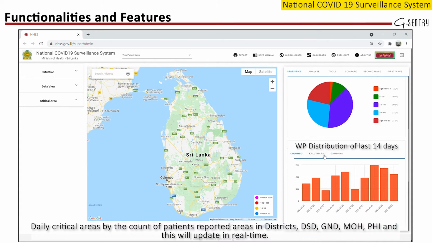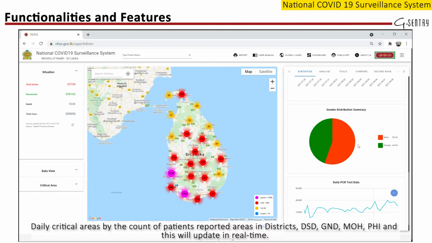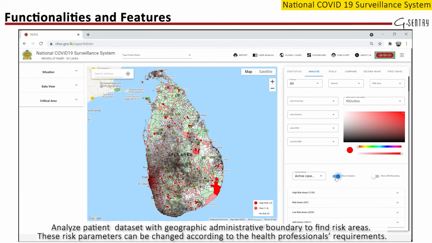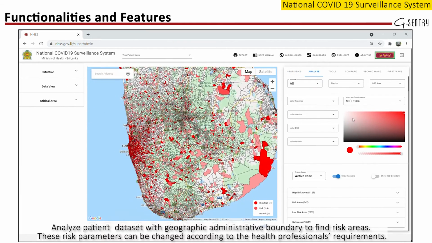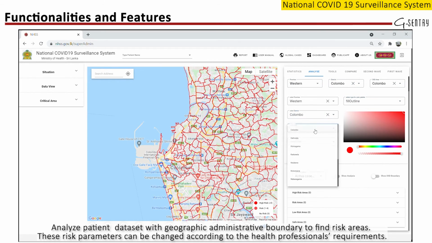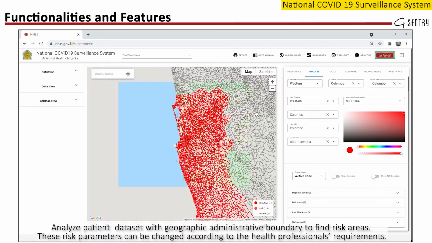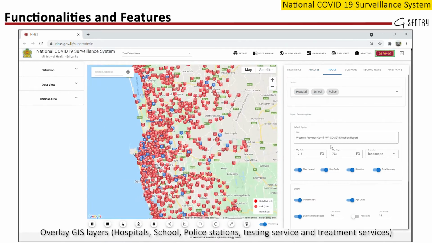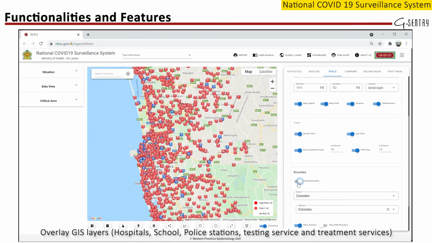Daily critical areas by the count of patients reported in areas in districts, DSD, GND, MOH, and PHI, and this will update in real time. Analyze the patient dataset with geographic administrative boundaries to find risk areas. These risk parameters can be changed according to the health professional's requirements. Overlay GIS layers: hospitals, schools, police stations, testing services, and treatment services.